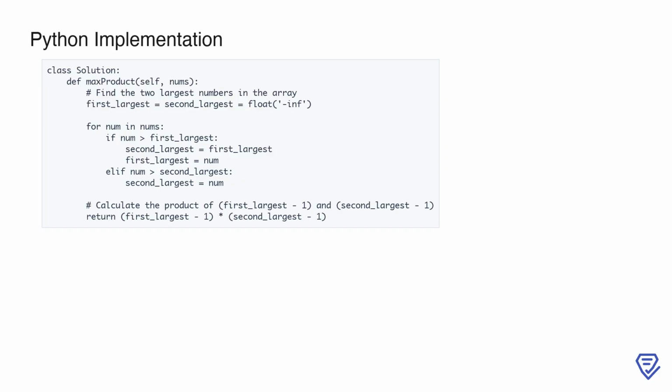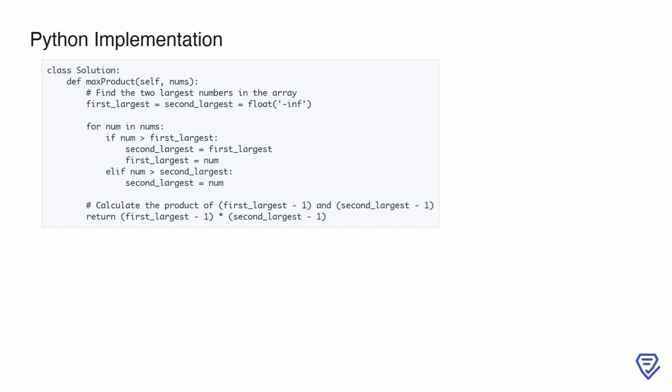If the current number is greater than first_largest, the previous first_largest is demoted to second_largest, and number becomes the new first_largest. Otherwise, if number is larger than second_largest but not greater than first_largest, it updates second_largest. 3. Calculation of the maximum product. Once the two largest numbers are identified, the product of (first_largest - 1) and (second_largest - 1) is computed and returned as the result.